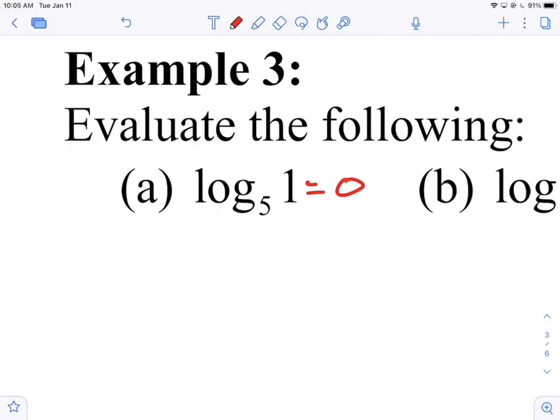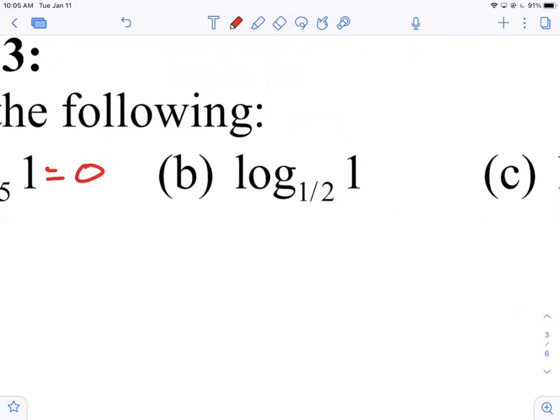When you have a number like this and you're evaluating, it's good to reinforce it. Log base 5 of 1 is 0 because 5 to the 0 power is 1. Remember, the graph of log base 5 of x passes through the point (1, 0). What's log base 1/2 of 1? 0. That's going to end up being logarithmic decay, but it doesn't matter. 1/2 to the 0 power is still 1. So log base 1/2 of 1 is 0.